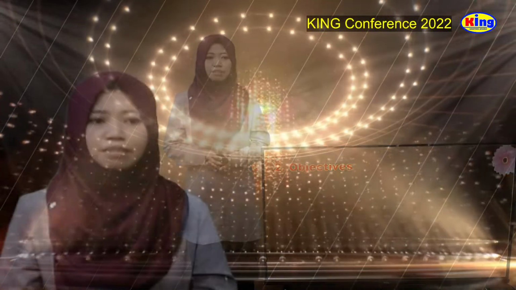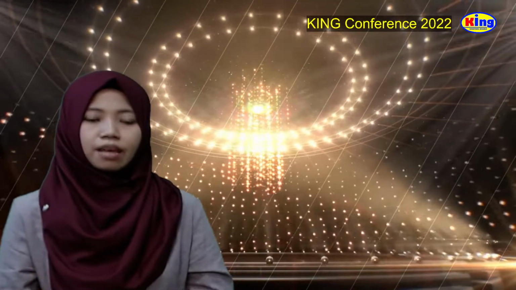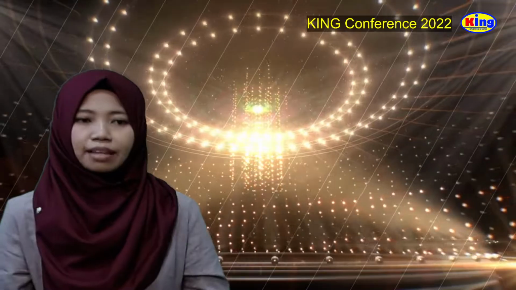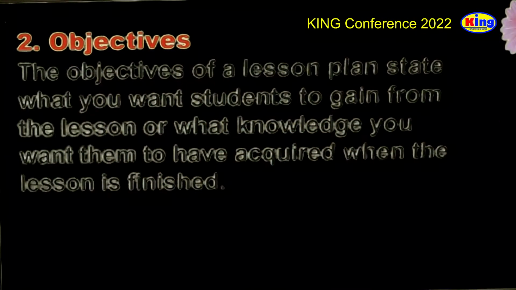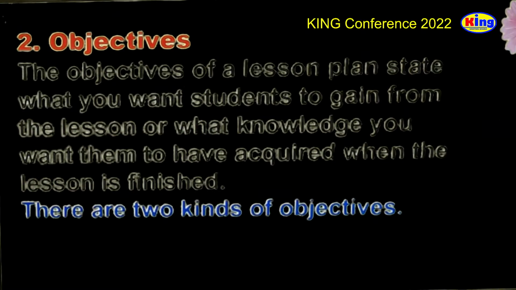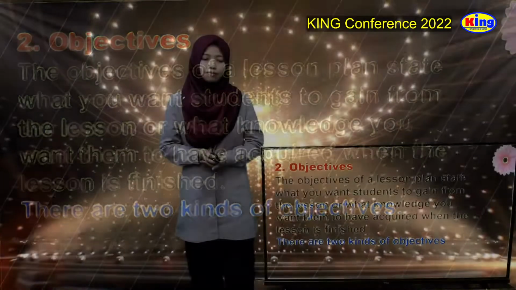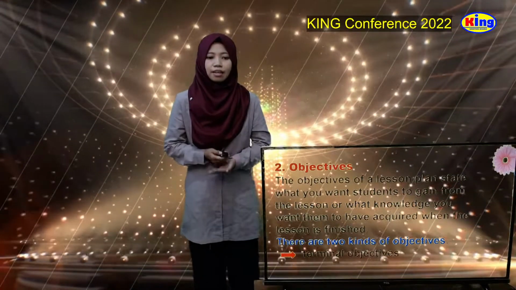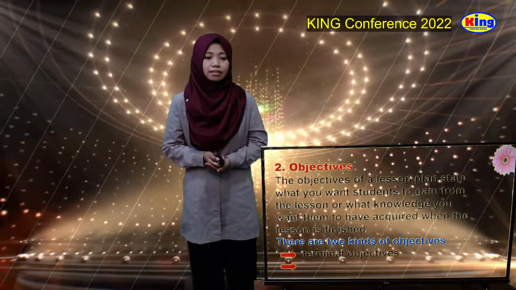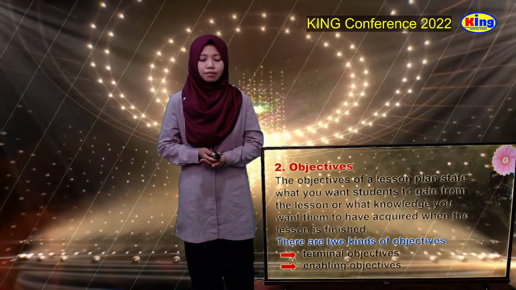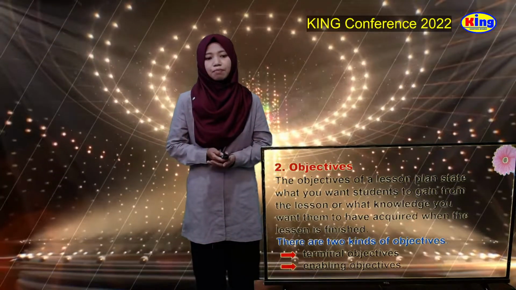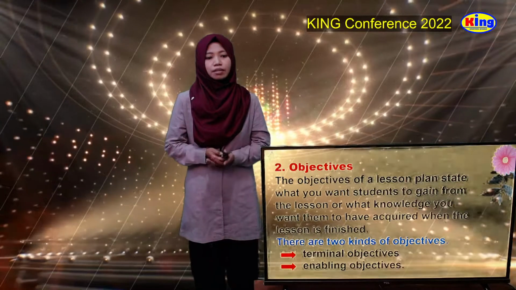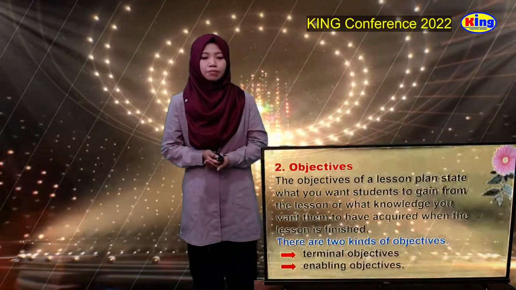And then the second element of lesson plan, we have objectives. The objectives of lesson plan state what you want students to gain from the lesson or what knowledge you want them to have acquired when the lesson is finished. There are two kinds of objectives. The first one is terminal objectives, and then the second one is enabling objectives. Now everyone, let's discuss what the difference is between terminal objectives and enabling objectives.